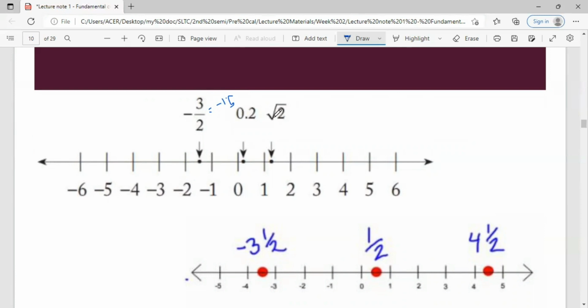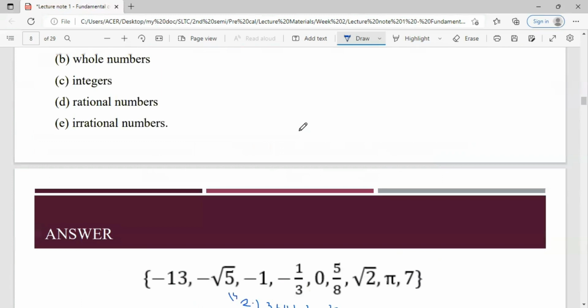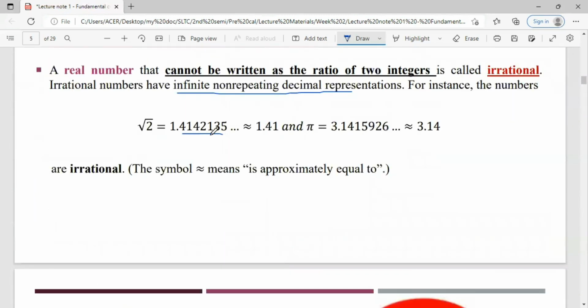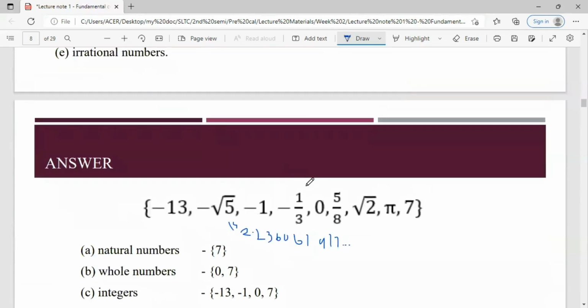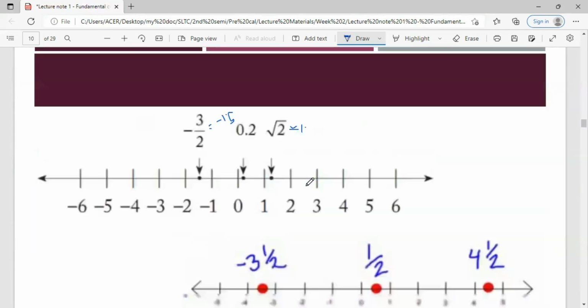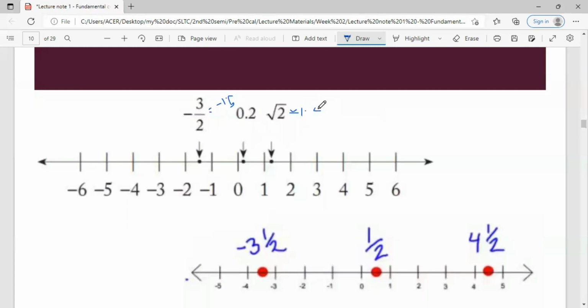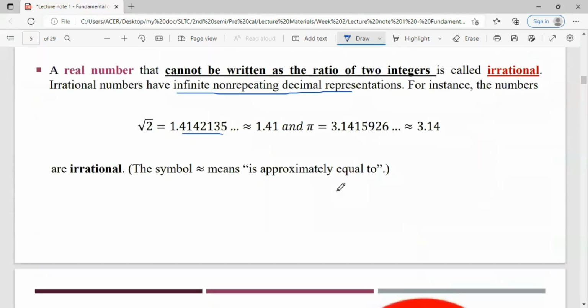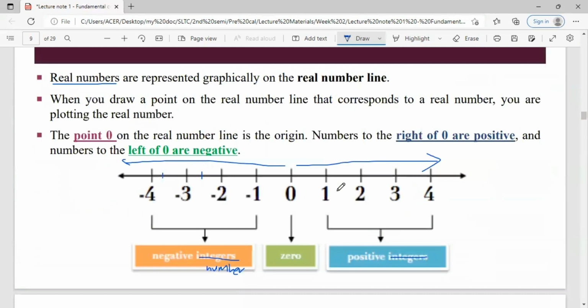The next one is square root 2. We know that this value is approximately equal to 1.41, right? So 1.41, something here.